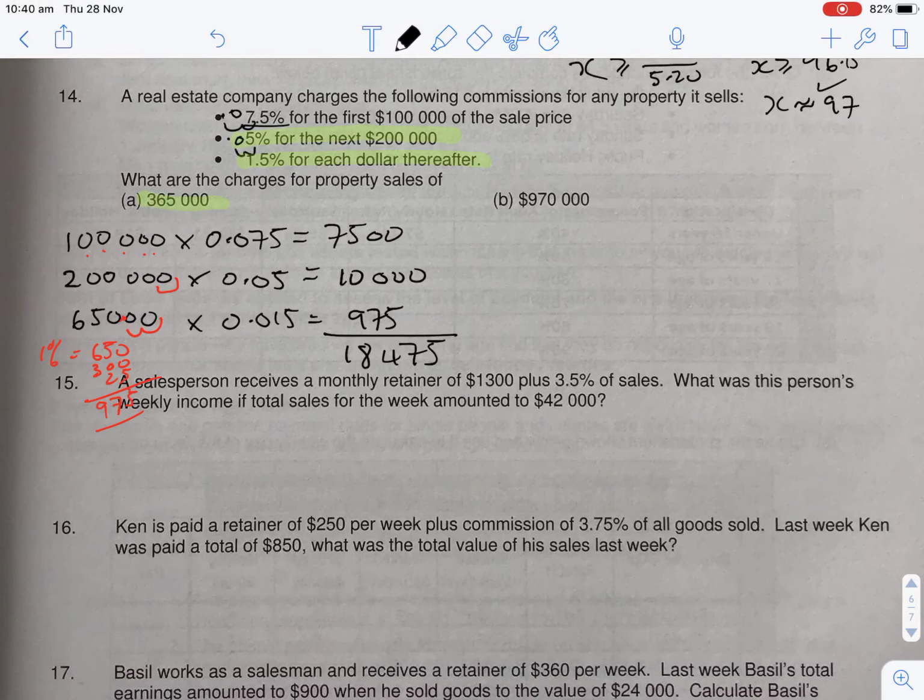Now I've done this fairly messy, but if you're not good with your adding up and that sort of thing, then keep that tidy. So if I was to repeat that on the side, so 7,500, my 10,000. So, line them all up, and then the 975. So when I do those additions, initially I'm looking down each column, so that's where my 5 came from.